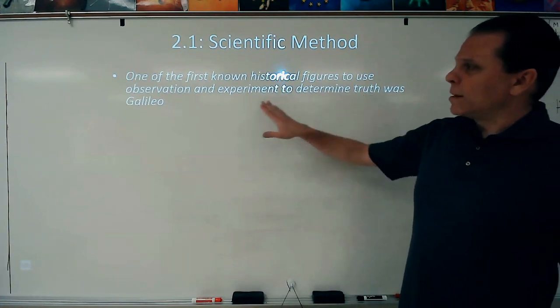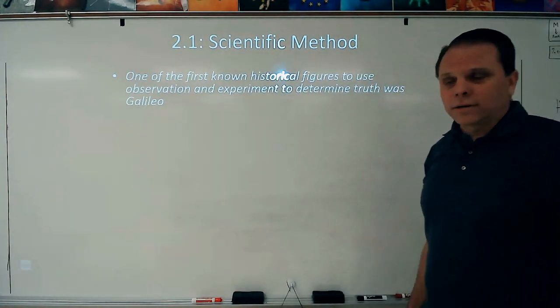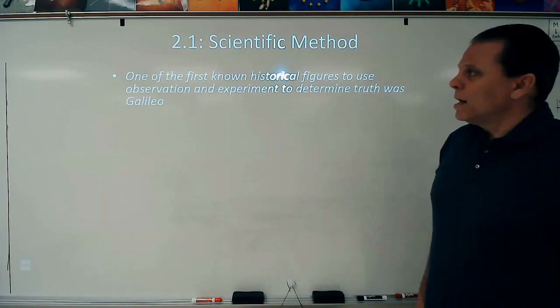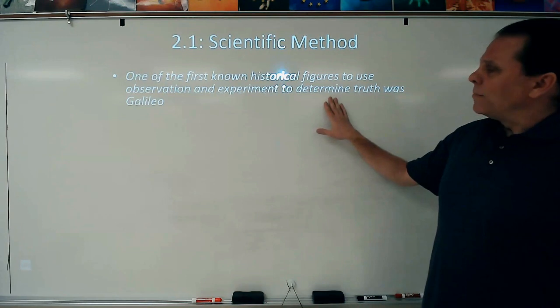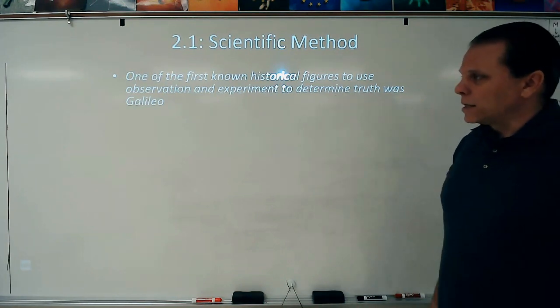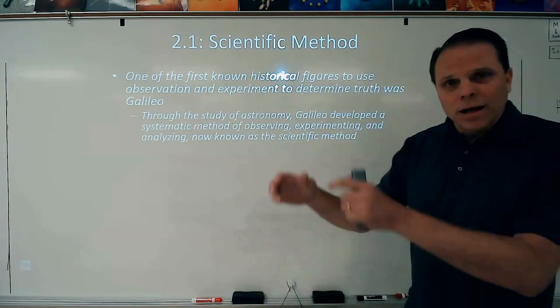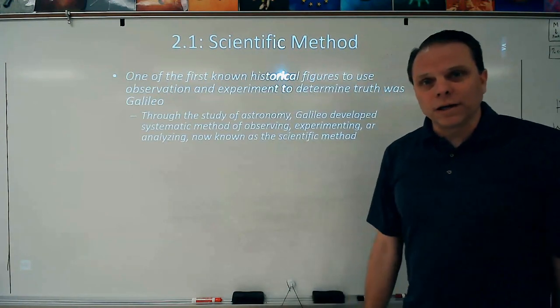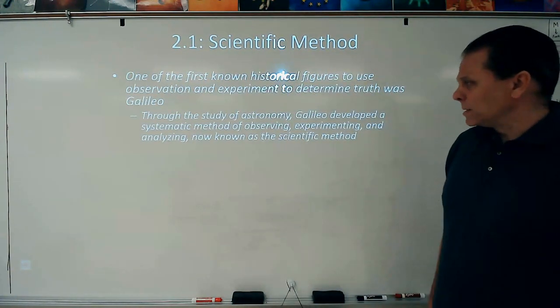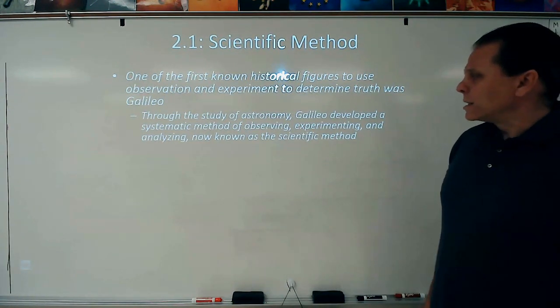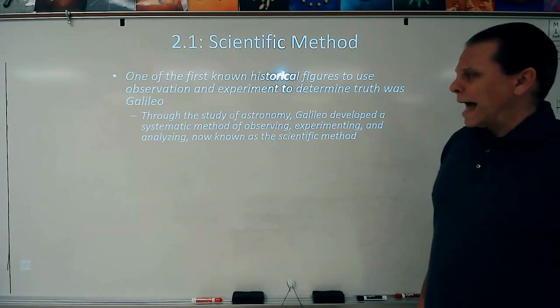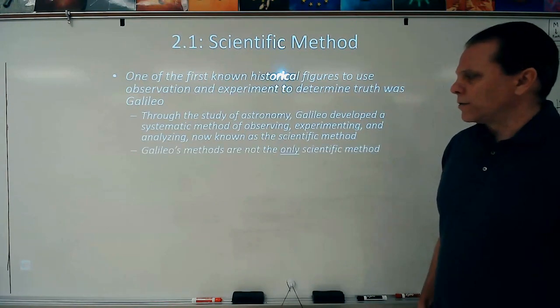We have somebody like Galileo. There were also some other scientists before him that were doing these experimentations, but he is one of the early figures that's known to use observation and experimentation. You might think about him dropping weights off of the Tower of Pisa. That was one of his experiments. He helped come up with ways of experimenting, right? Observing, experimenting, analyzing, that we now call the scientific method.